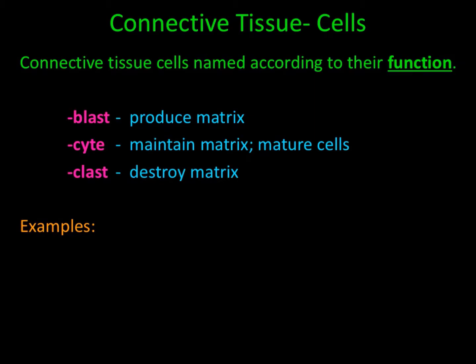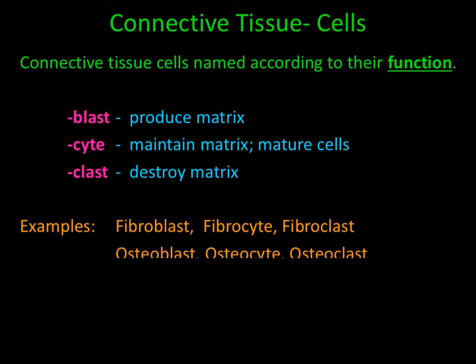Examples of connective tissue cells include the following: a fibroblast, a fibrocyte, and a fibroclast. Fibroblasts produce fibers, a fibrocyte maintains fibers, and a fibroclast will destroy or break down fibers. Another example of connective tissue cells are the osteoblast, osteocyte, and osteoclast. An osteoblast produces bone, an osteocyte maintains bone, and an osteoclast destroys or breaks down bone.